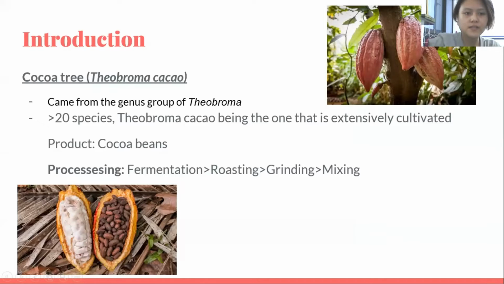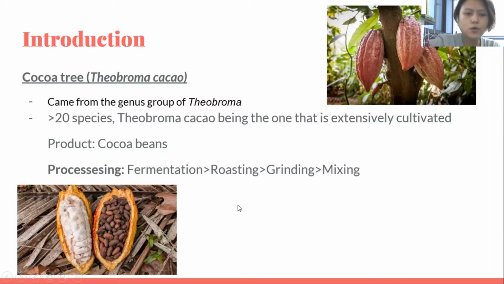Before going any further, let me just briefly introduce the cocoa. The scientific name of the cocoa tree is Theobroma cacao. It comes from the genus Theobroma. Although there are more than 20 species in this genus, Theobroma cacao is the one that has been extensively cultivated around the world.